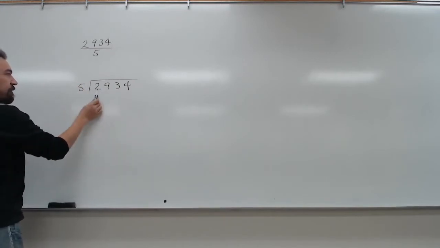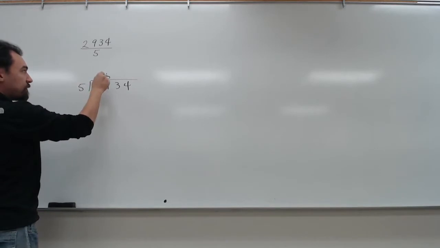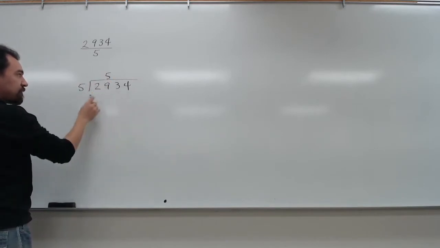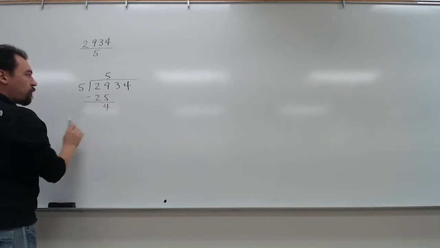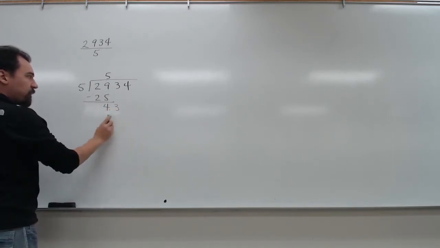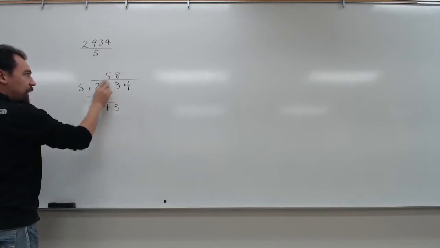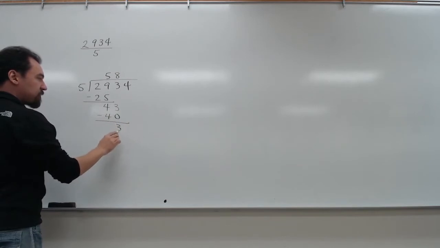So we said 5 does not go into 2, but 5 does go into 29, 5 times. We said 5 times 5 is 25. Then we subtracted that, 4 is left over. We bring down the next place, 5 goes into 43, 8 times. 8 times 5 is 40, take it away, left over is 3.